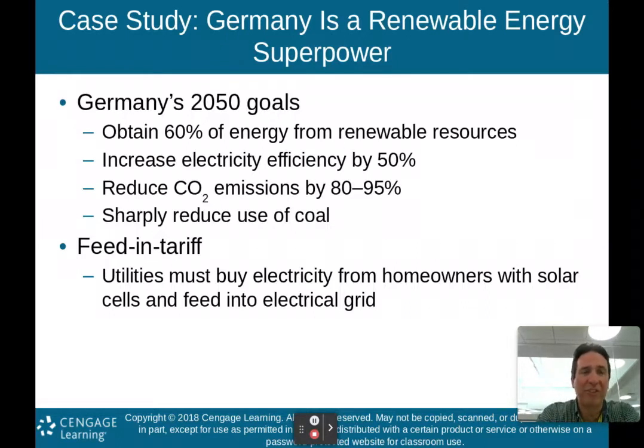They have something called a feed-in tariff, where utilities must buy electricity from homeowners with solar cells and feed that into the electrical grid. So this is actually causing people to put solar cells in their homes, because basically the utilities in Germany are forced to buy any excess electricity from the homeowner. So this can help the homeowner's bottom line, right?